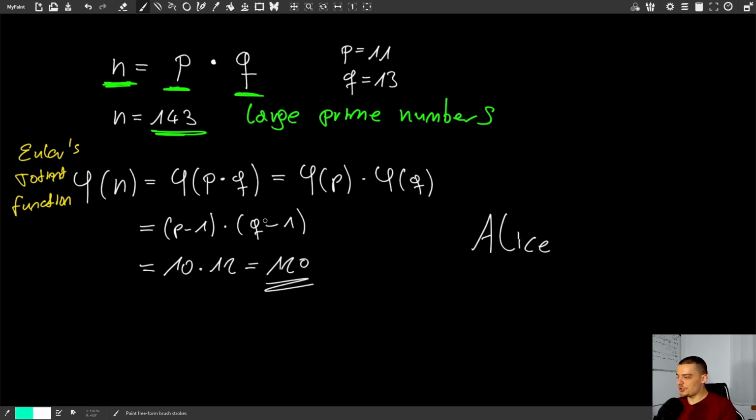Now, it's important to know what exactly we are keeping secret here, because we haven't generated any private or public key yet. This is just some setup work here.